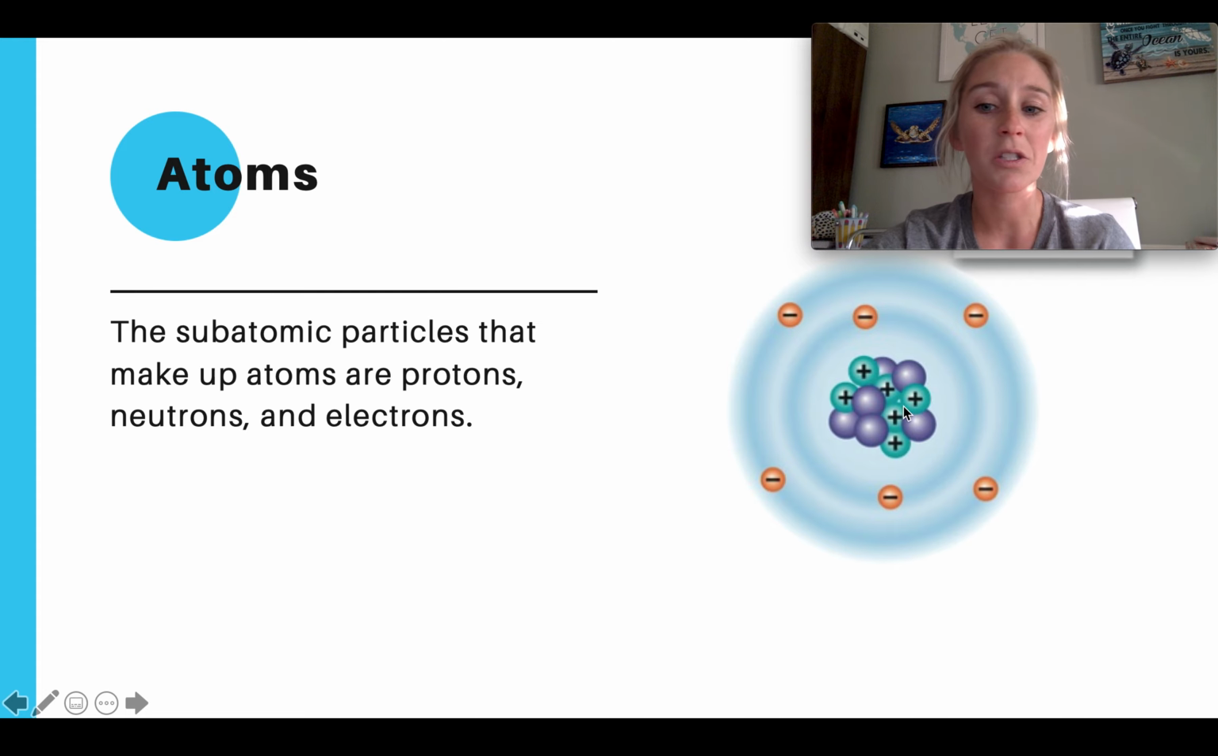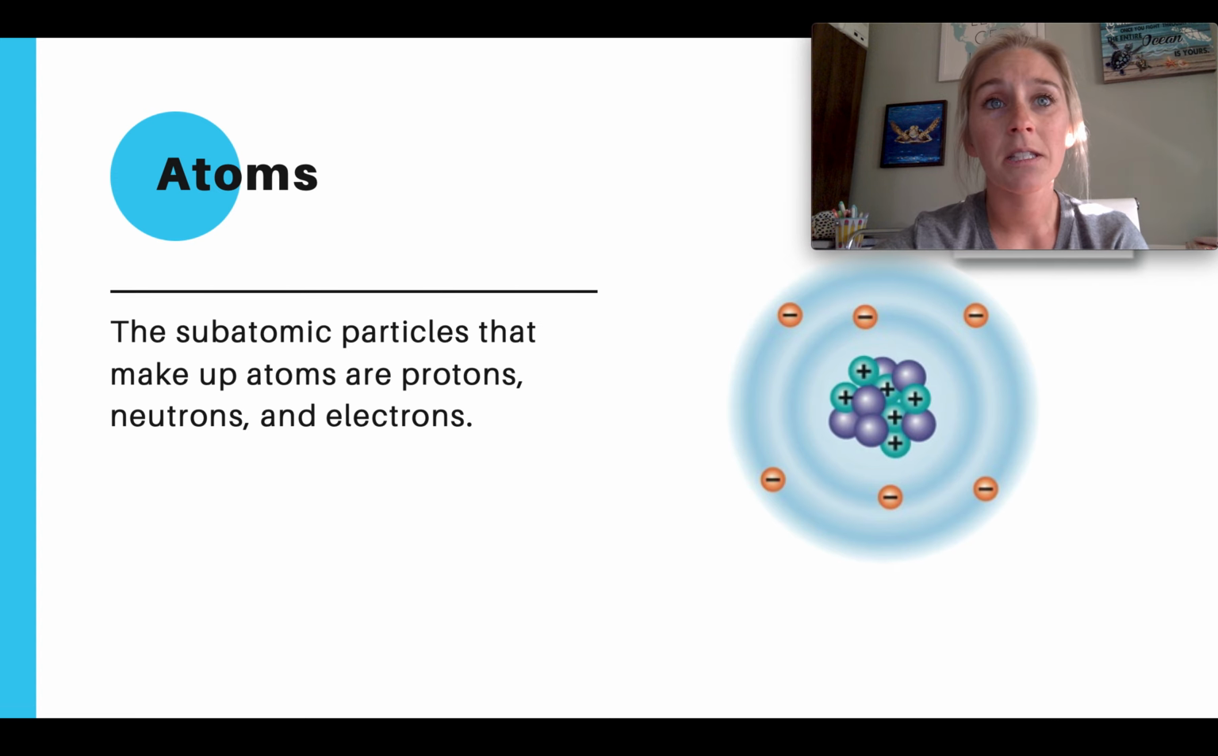So at the center is this nucleus. It's made up of protons and neutrons. Here we have 6 protons, 6 neutrons, 6 electrons. Because they have equal numbers of electrons and protons, they're electrically neutral, so this does not have a charge.